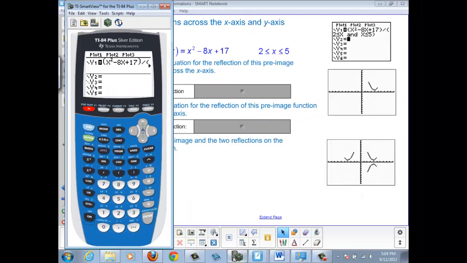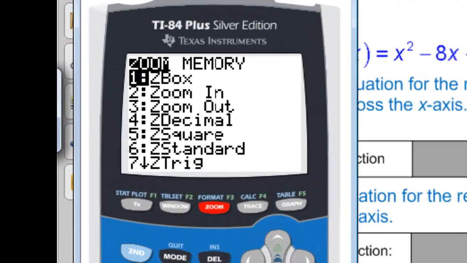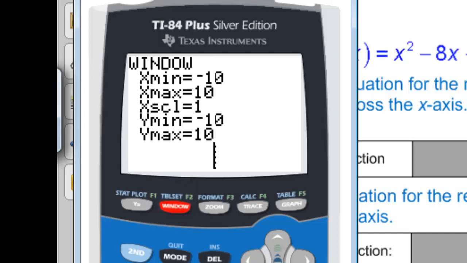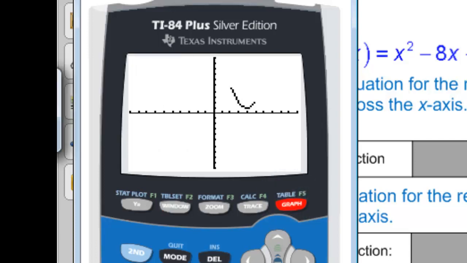So once we've got that in there, let's go in and take a ZoomStandard 6. There. And there we see our partial parabola. If we went back and checked our window, we can see that ZoomStandard gives us a 10 by 10 window. So now we have our graph.